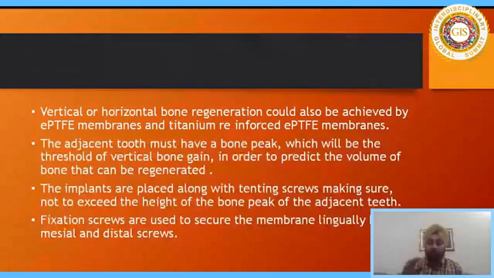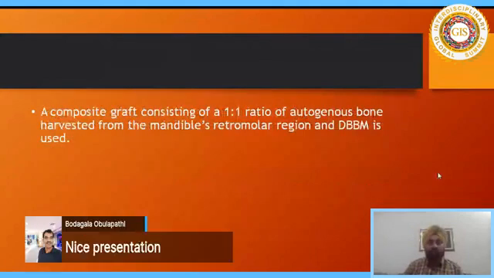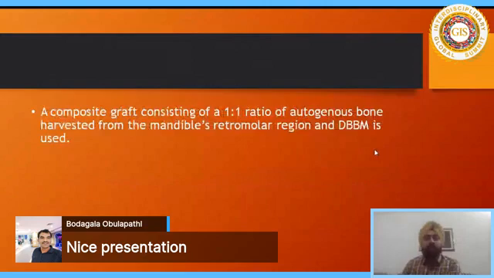The implants are then placed along with tenting screws, making sure those also do not exceed the height of the bone peak of the adjacent teeth. Fixation screws are also used to secure the membrane lingually by mesial and distal screws. And a composite graft consisting of a 1:1 ratio of autogenous bone harvested from the mandible retromolar region and DBBM is used. This is the technique by Dr. Istvan Urban.